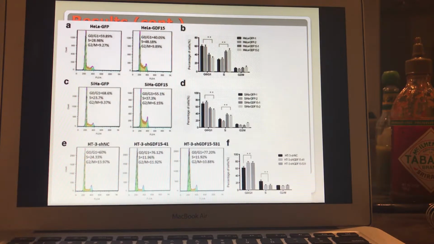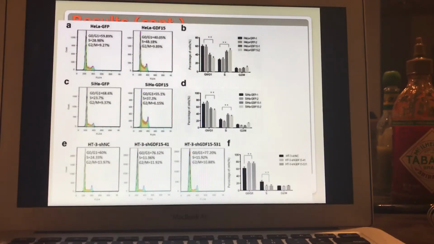To investigate whether GDF15 affected the cell cycle of cervical cancer cells, flow cytometry was performed to analyze differences in the cell cycle between GDF15 modified cervical cancer cells and their control cells. In figures A and B, the percentage of cells in G0 and G1 phase obviously decreased from 59.3% in HeLa GFP cells to 36.4% in HeLa GDF15 cells, while the percentage of cells in S phase was markedly increased from 30.5% in HeLa GFP cells to 50.1% in HeLa GDF15 cells.